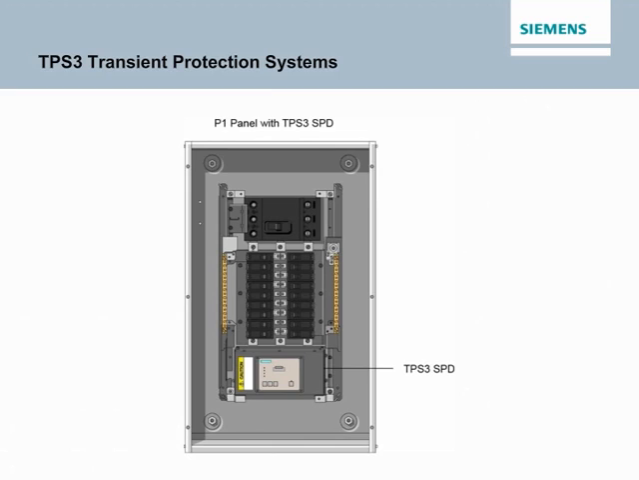One example of an integral TPS-3 SPD is a P1 panel board option that bolts directly to the panel board bus bars. Once installed, LEDs indicate that the device is working and provide voltage and diagnostic monitoring. There is an audible alarm and test button. Options include a surge counter and a remote monitoring device.